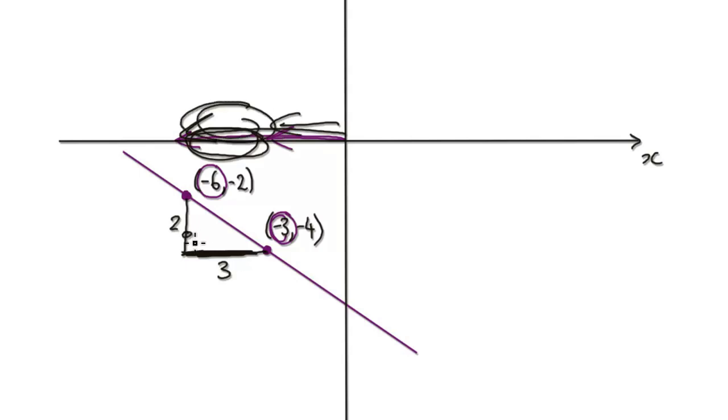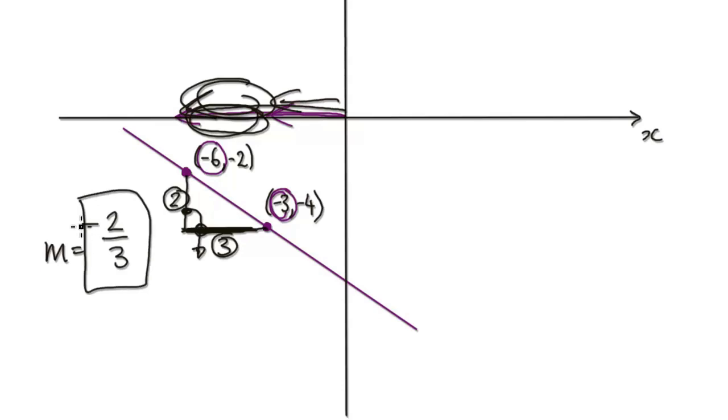Well, the gradient is always the height divided by the across. But it's going downhill, so you would stick a negative in front of it. So this is your gradient. Okay? So next one.